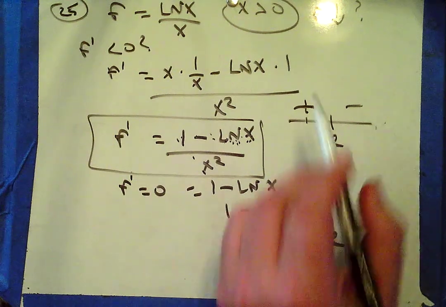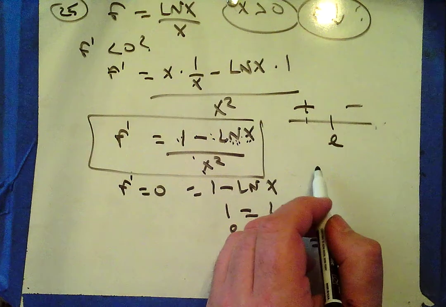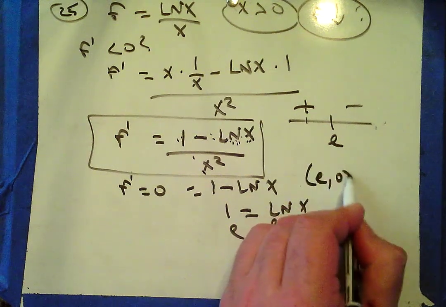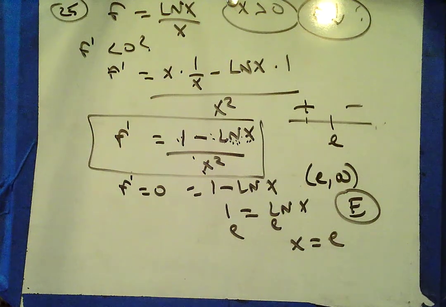So I'm asked to find out when f is decreasing, and f is decreasing from e to infinity, and that is choice E. E for number 25.